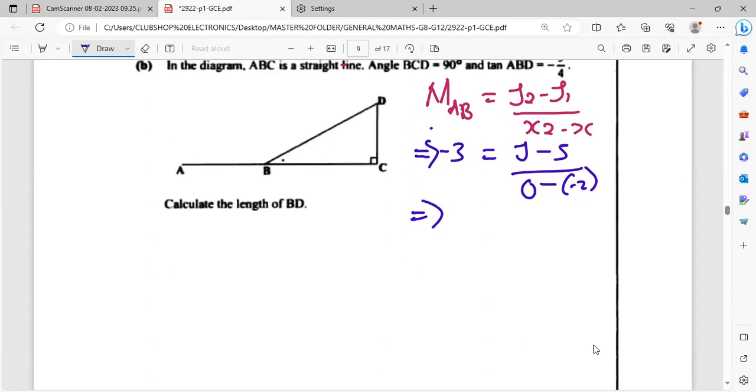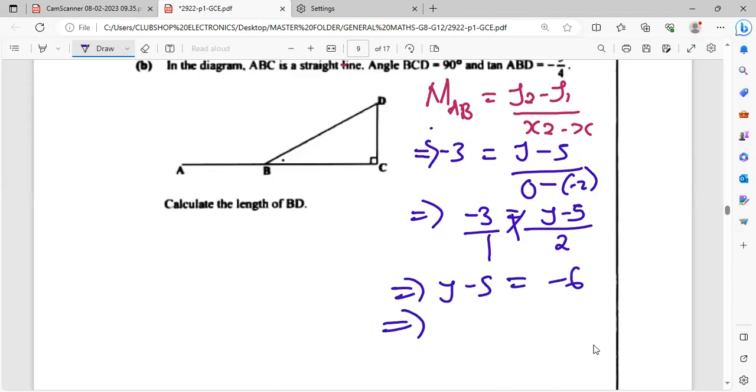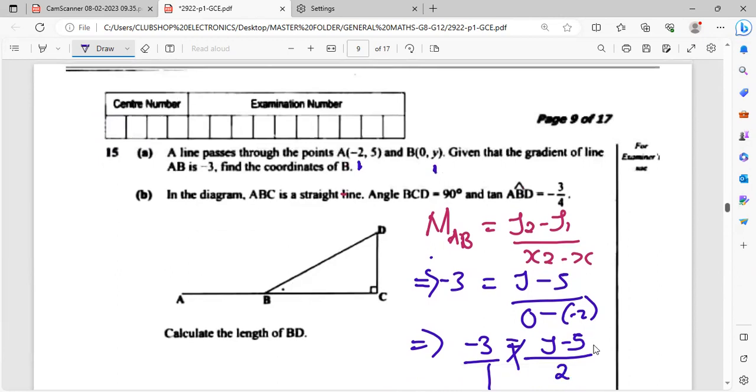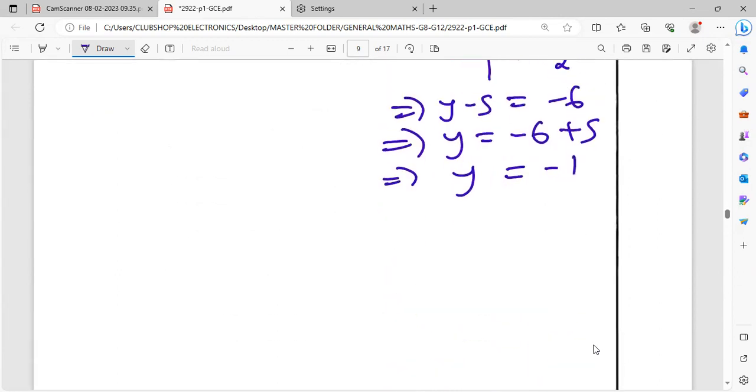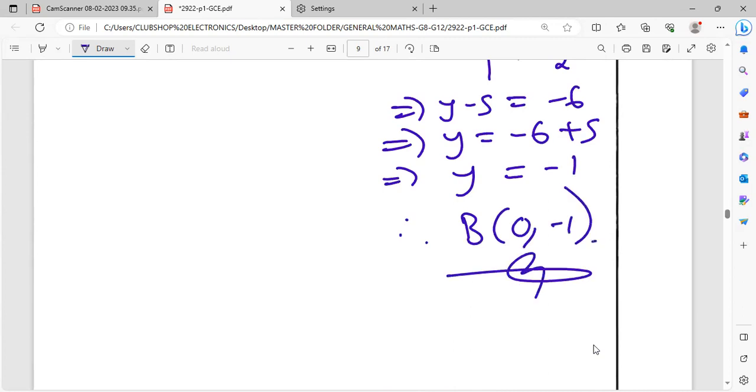So this implies that -3 is equal to y minus 5 divided by 2, because 0 minus -2 is 2. So we can cross multiply. So y minus 5 is equal to -6. We group the terms: -6 plus 5. Therefore, y is equal to -1. But now the question is saying find the coordinates of B. So B will be (0, -1). This is our B.